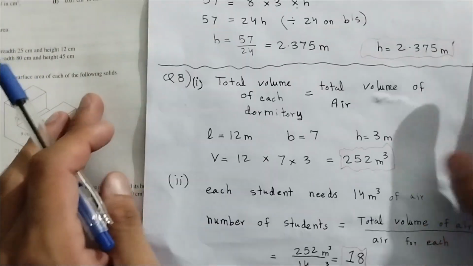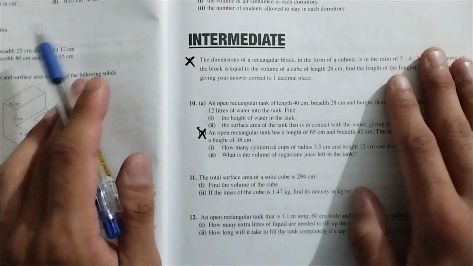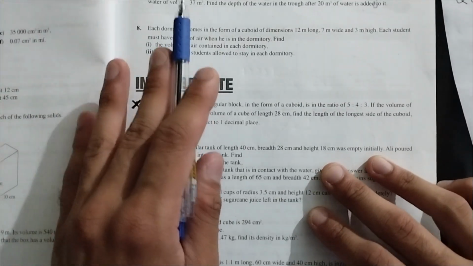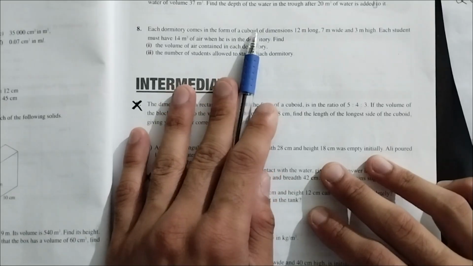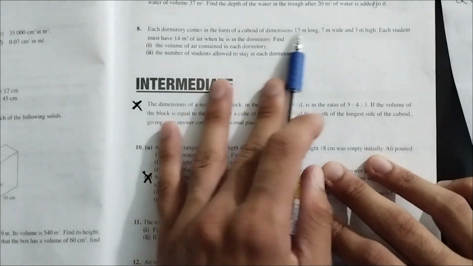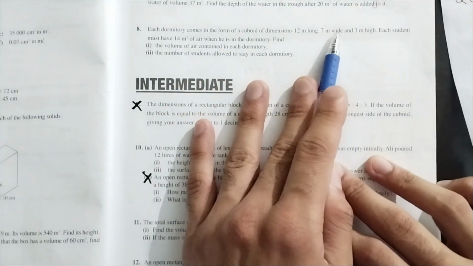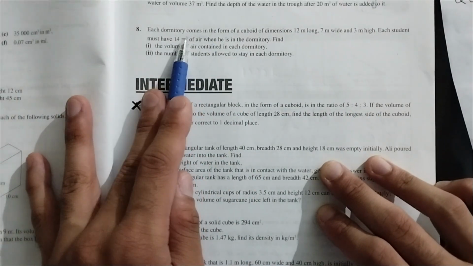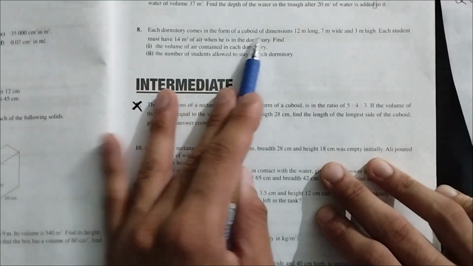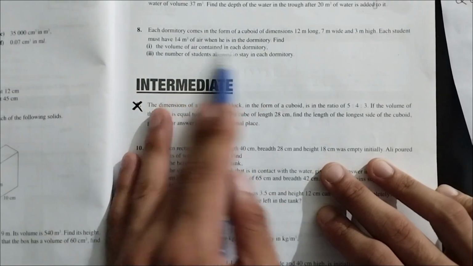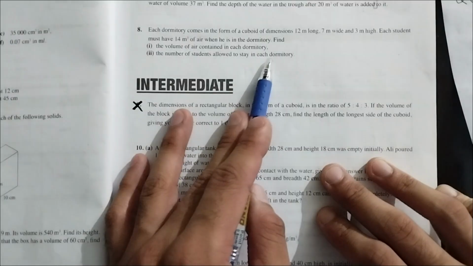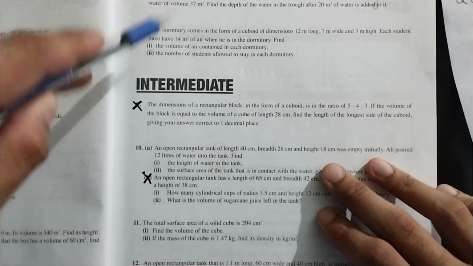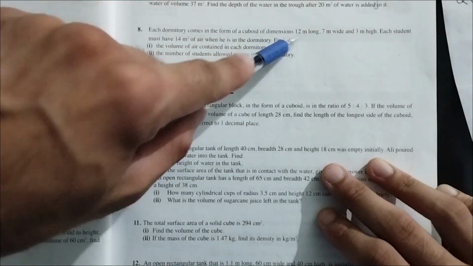Then we're going to discuss question number 8. Question number 8 says, each dormitory comes in the form of a cuboid of dimensions 12 meters long, 7 meters wide, and 3 meters high. Each student must have 14 cubic meters of air when he is in the dormitory. Find the volume of air contained in each dormitory, and the number of students allowed to stay in each dormitory. Basically, first of all, we have a dormitory, right? And its dimensions are given to us.